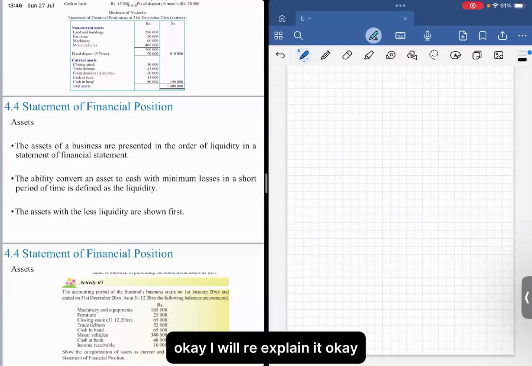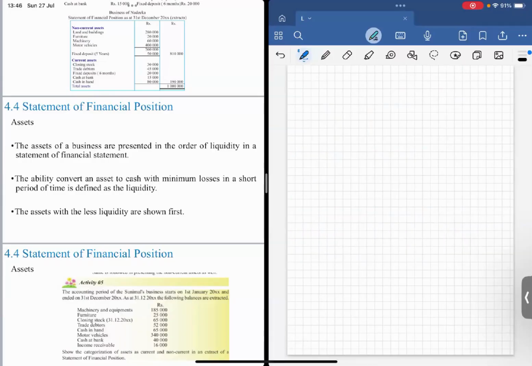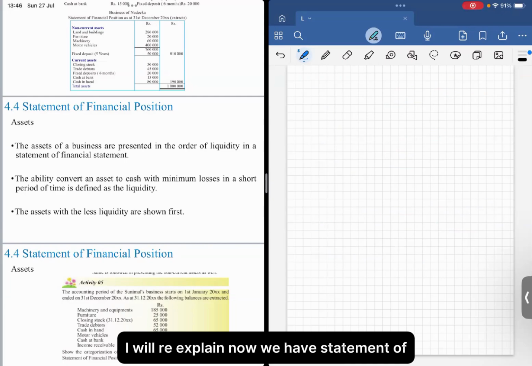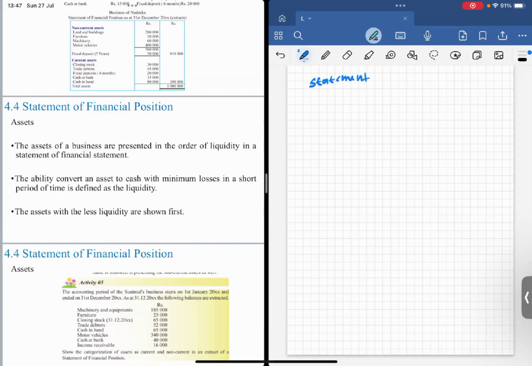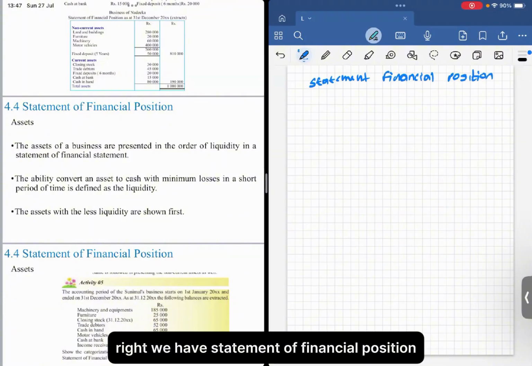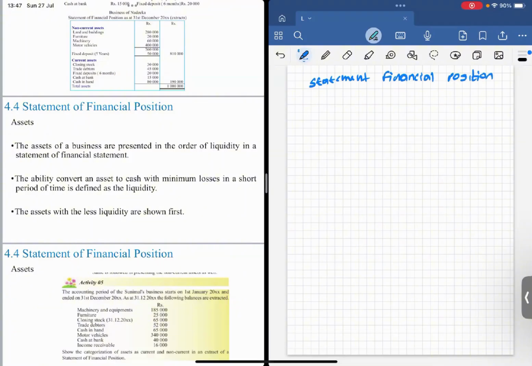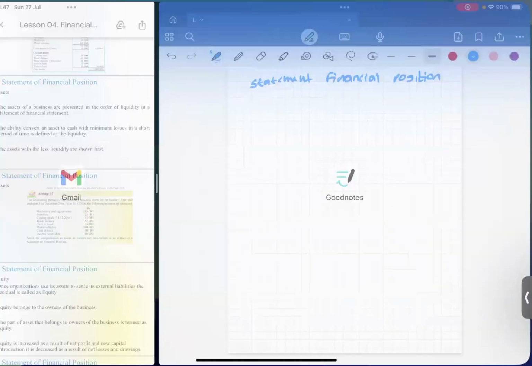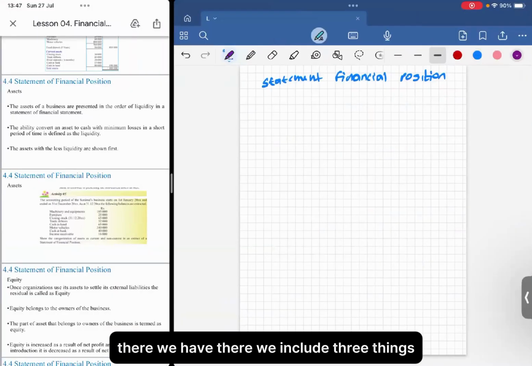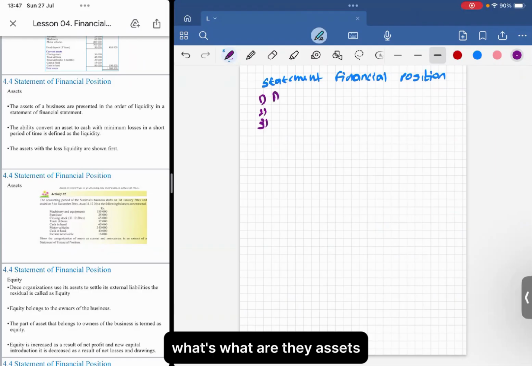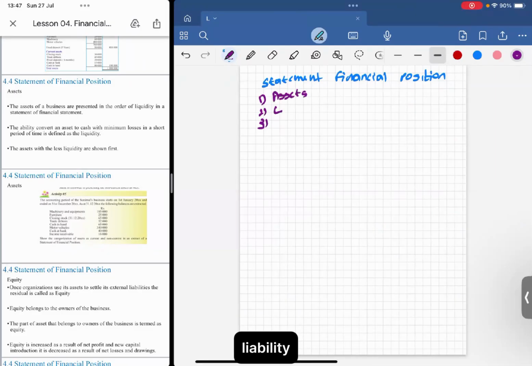Okay, I will re-explain it. Now we have the statement of financial position. There we include three things. What are they? Assets, liabilities, and equity.